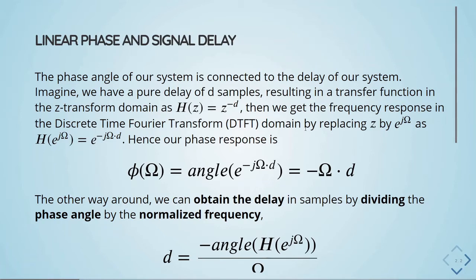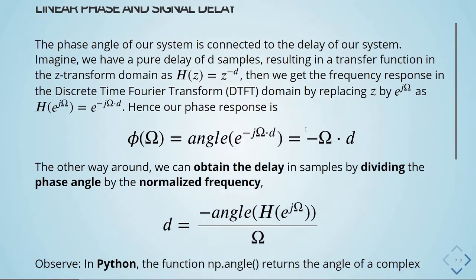The phase angle of our system is connected to the delay of our system. If we have a pure delay of d samples, this will result in a transfer function in the z-transform domain like this, z to the power of minus d, where d is the delay in samples. We will get the frequency response in the discrete time Fourier transform domain, the DTFT, if we replace z by e to the power of j capital omega, like this, and then our phase response looks like this. We can see that there is minus capital omega times d.